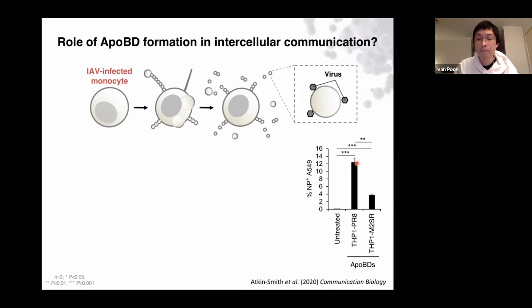But what's interesting is that when we repeated the same experiment using a mutant virus called M2SR, whereby the virus lacks the M2 ion channel and cannot bud out following the first infection, the apoptotic bodies isolated using that approach are not as infectious. This suggests that the virus may actually have to bud out first, maybe then reattach to the apoptotic bodies, and that's how they get trafficked to other cells, at least as a proof of concept.